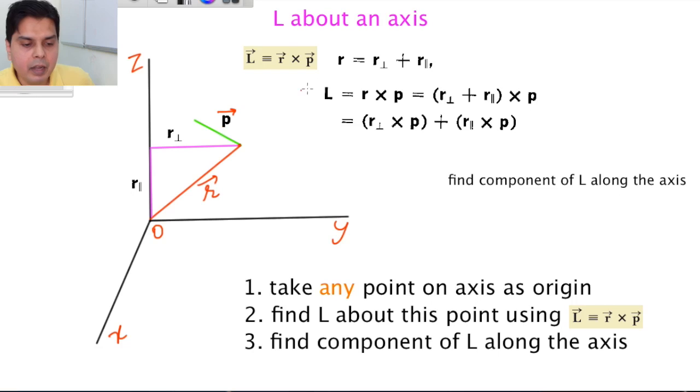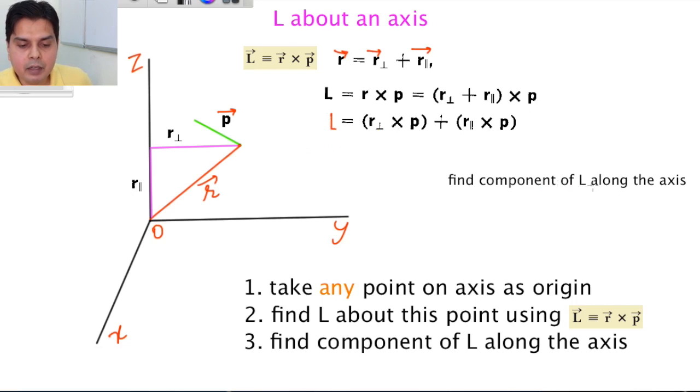How? See, I can write this r as r perpendicular plus r parallel. Remember, I told you this method is very important, how to break any r into two components. I have written r = r⊥ + r∥. I have to find L. So L will be r × p, which is (r⊥ + r∥) × p. So this is my L. Now you see what will happen.